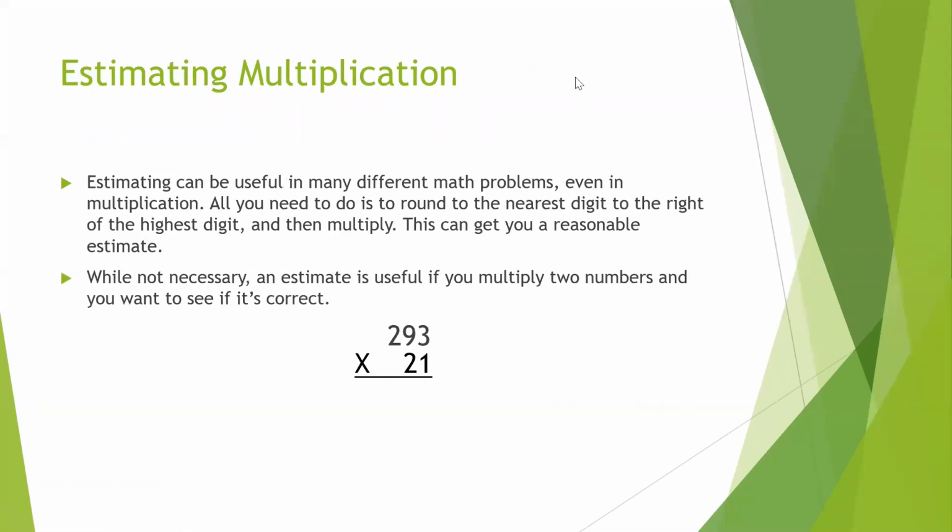So now we have estimating multiplication, and it's pretty useful in many different math problems, even in multiplication. All you need to do is round to the nearest digit to the right of the highest digit, and then we multiply. And this can get you a reasonable estimate. You don't need estimates, but it's pretty useful if you want to check your work when you multiply two numbers. So first, I have these things, and I'm going to round this to 300. Just ignore this. In multiplication, you have to round it to the highest digit.